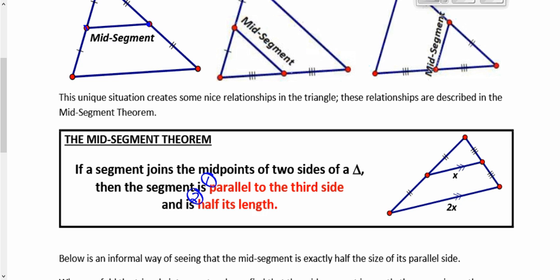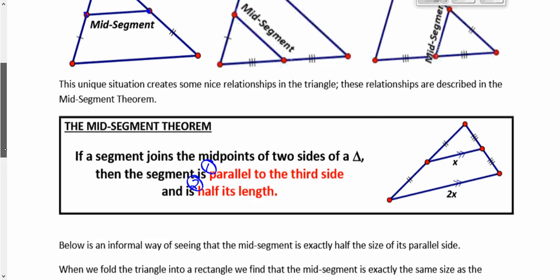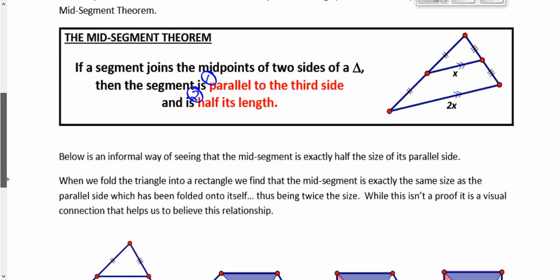The third side is twice the length of the mid-segment, right? That's equivalent, right? Depending on what you're doing, you could describe it either way, right? It's both valid and true, okay? So 2 things: parallel to the third side and half its length, all right?